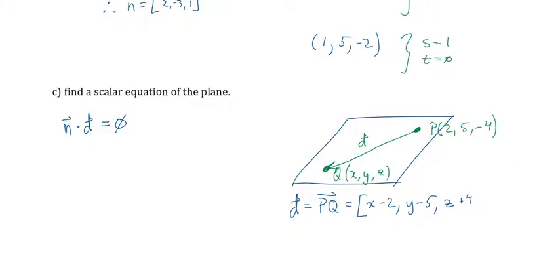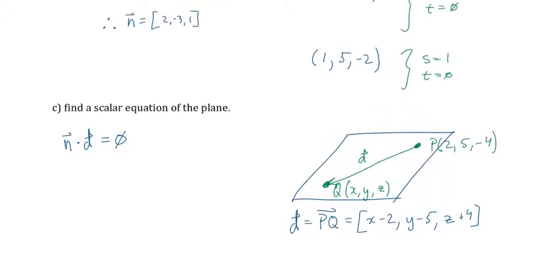Does that make sense? When I dot it with n, and n is 2, negative 3, 1, so 2, negative 3, 1, dotted with x minus 2, y minus 5, z plus 4, that will equal 0. And what will that look like? That'll look like 2 times x minus 2 minus 3 times y minus 5 plus 1 times z plus 4. And that has to equal 0.